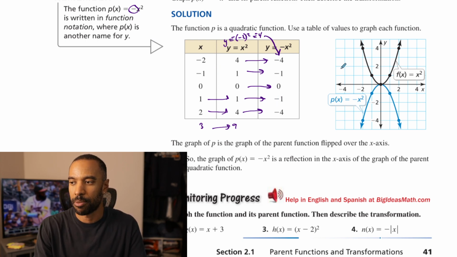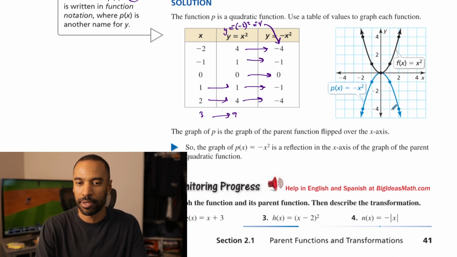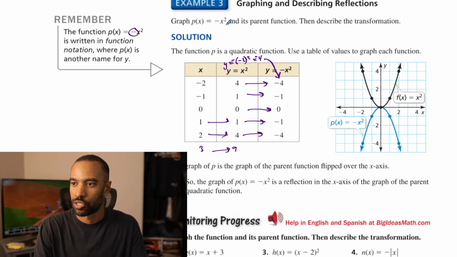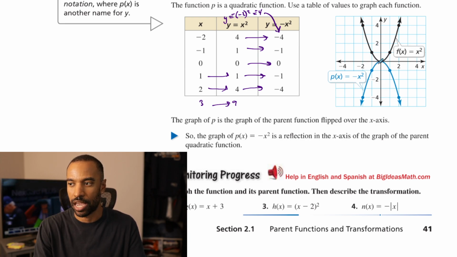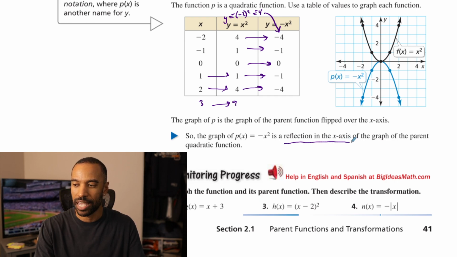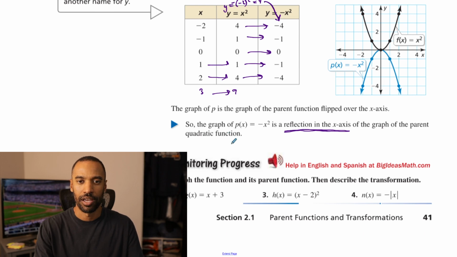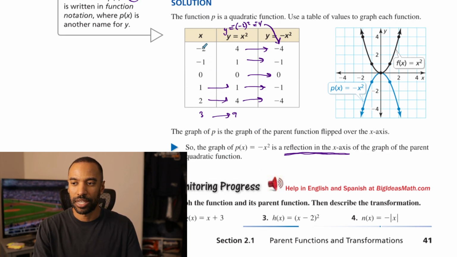So again, they use the table, they plot the points, they have the original parent function and its transformed version. How do they describe it? The graph of p is the graph of the parent function flipped over the x-axis. You may say a reflection over the x-axis, a reflection in the x-axis. Oh, here's where they say it: a reflection in the x-axis of the graph of the parent function. That's their final answer after they graph it. So, like I said, they used a table here. They graphed the original parent function and applied a transformation with that.